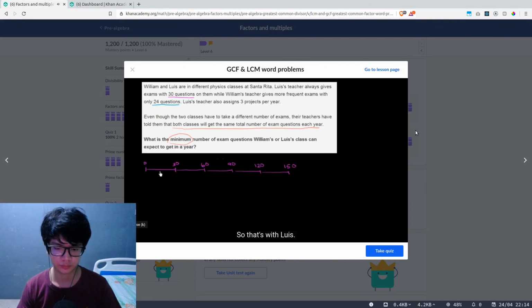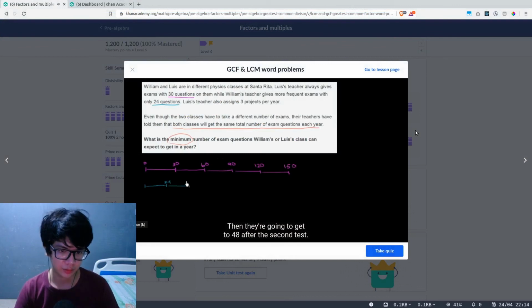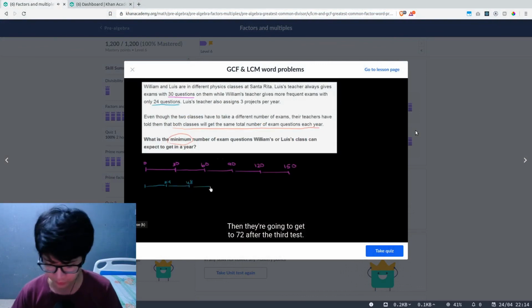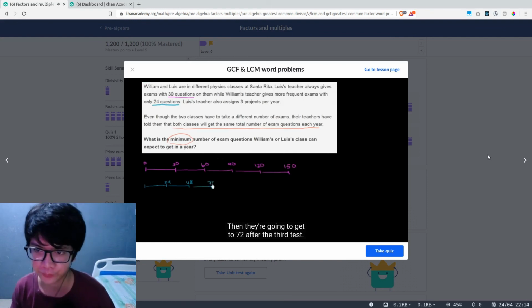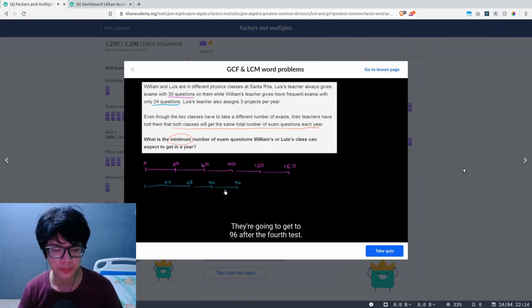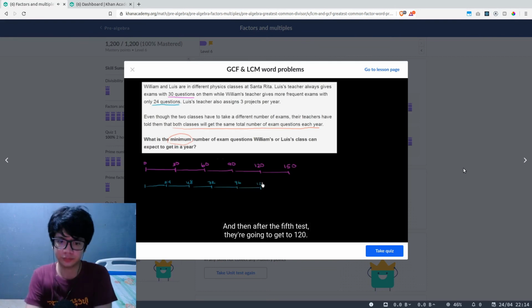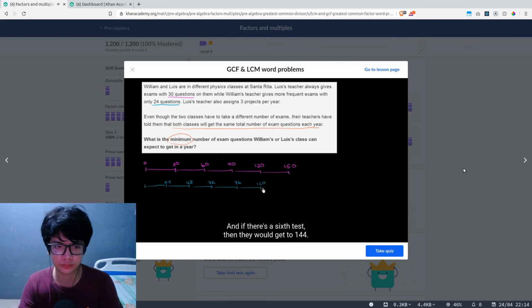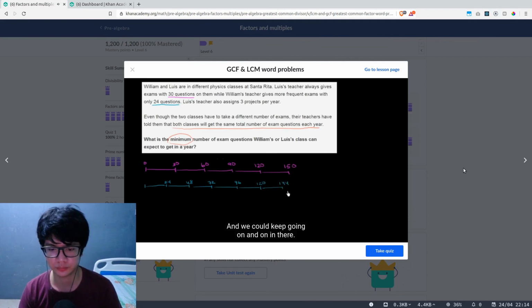So that's with Luis. Well, what's going on with William? Well, William's teacher, after the first test, they're going to get to 24 questions. Then they're going to get to 48 after the second test. Then they're going to get to 72 after the third test. Then they're going to get to 96 after the fourth test. I'm just taking multiples of 24. And then after the fifth test, they're going to get to 120. And if there's a sixth test, then they would get to 144. And we could keep going on and on there. But let's see what they're asking us.